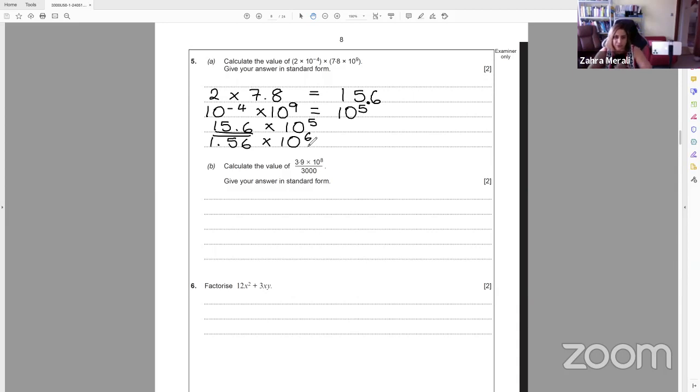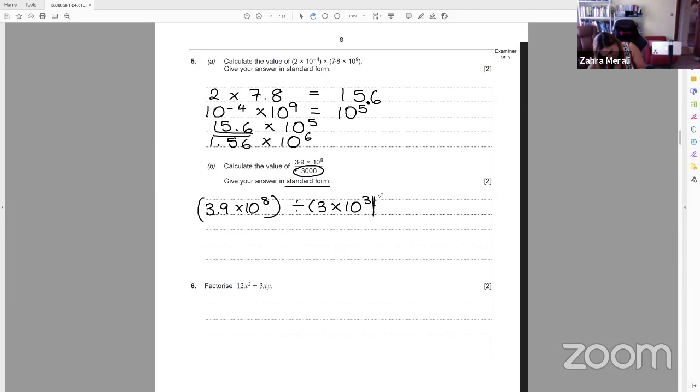Calculate the value of 3.9 times 10 to the 8 over 3,000. And it wants the answer in standard form. So the best way to do that would be to change this potentially into standard form. So what would we have? We've got 3.9 times 10 to the 8. And we're going to divide that by, because that's all that means, 3 times 10 cubed, because that's what we've got on the bottom.